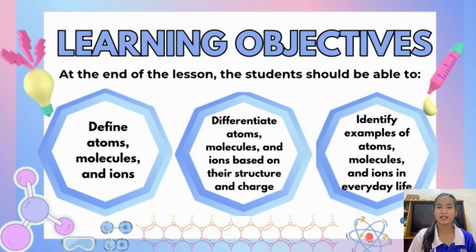Before we start, let us first look at our learning objectives. At the end of this lesson, the students should be able to, first, define atoms, molecules, and ions. The second is differentiate atoms, molecules, and ions based on their structure and charge. And third, identify examples of atoms, molecules, and ions in everyday life. These objectives will guide us in understanding the lesson step by step.